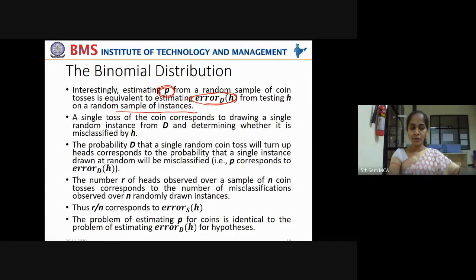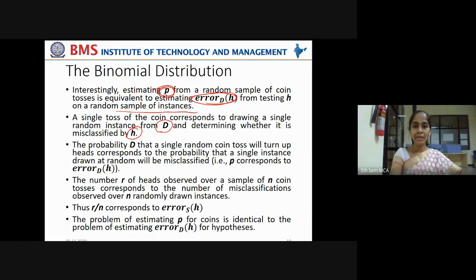Now, a single toss of the coin corresponds to drawing a single random instance from D and determining whether it is misclassified by H. What we are doing is, from the coin toss experiment, slowly taking you to our hypothesis. What is the sample error associated with the hypothesis, and what is the true error associated with the hypothesis? I'm going to transform this understanding to that area now.